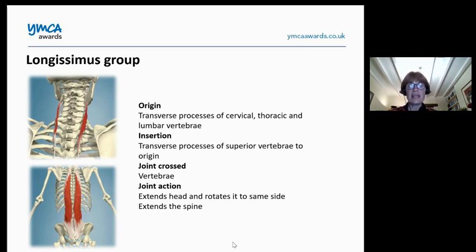So again, it's obviously a spinal muscle, and in the cervical region it extends the head and rotates it to the same side, and it extends the spine. So all of these muscles are spinal extensors.